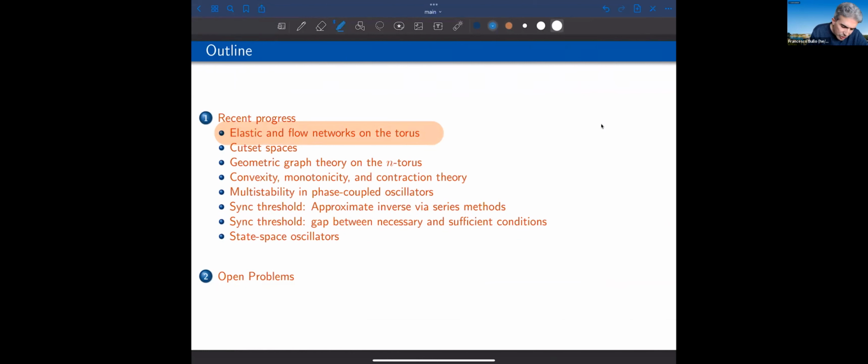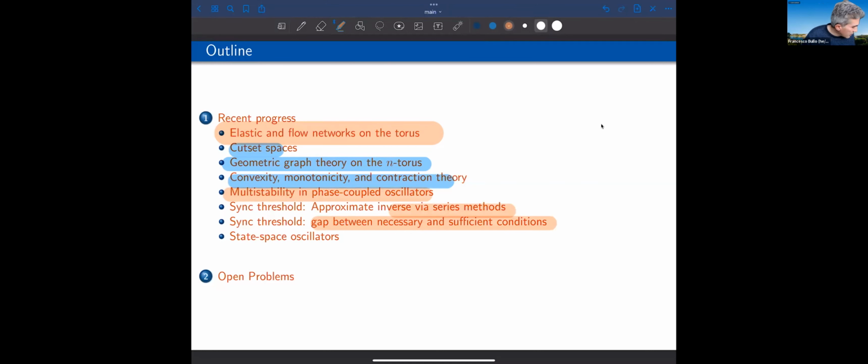But this was just my excuse to show you some tools which I think are helpful in looking at this more complex problem: the cat-set space, the winding partition, contraction theory, convexity, monotone operator. And then I showed you some example results in terms of multistability, in terms of getting to the exact value through series expansions, or at this moment in time the gap between necessary and sufficient conditions.